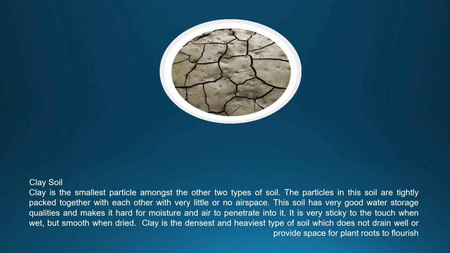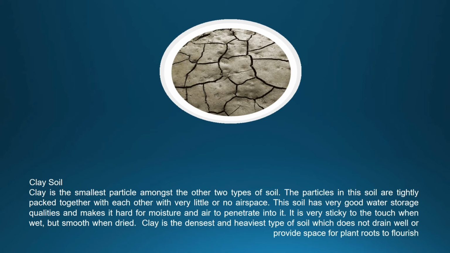So this soil has smaller particles than the other two types. The particles in this soil are tightly packed together with no air space between them. This soil has very good water holding, which makes it hard for moisture to penetrate into it. It's very sticky when wet, but smooth when dry. Clay is the densest and heaviest type of soil, which does not drain well and does not provide space for plants' roots to flourish.